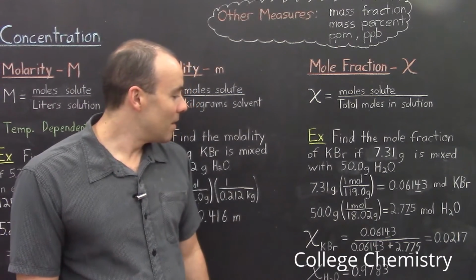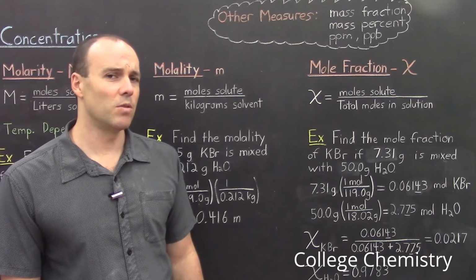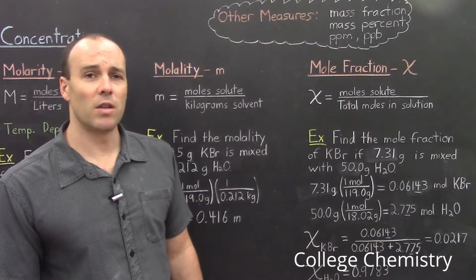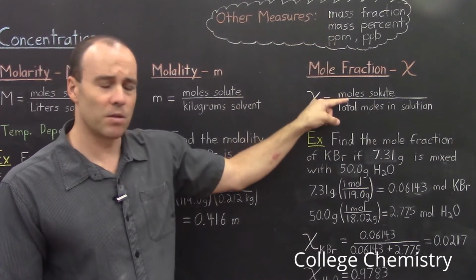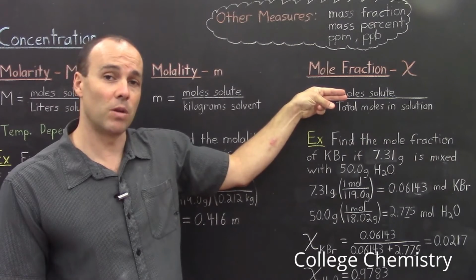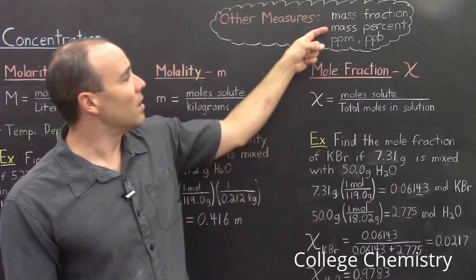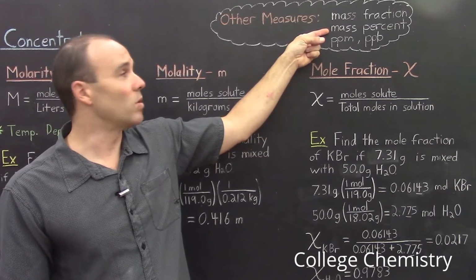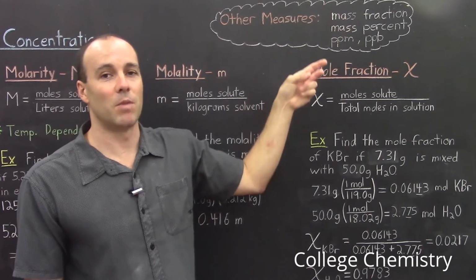So there are other concentration measures that are out there. We just won't be using them, but they're worth mentioning. One is the mass fraction, which is very similar to the mole fraction, except it would be the mass of the component over the total mass. And a very closely related unit, which is mass percent, and that's simply the mass fraction multiplied by 100.